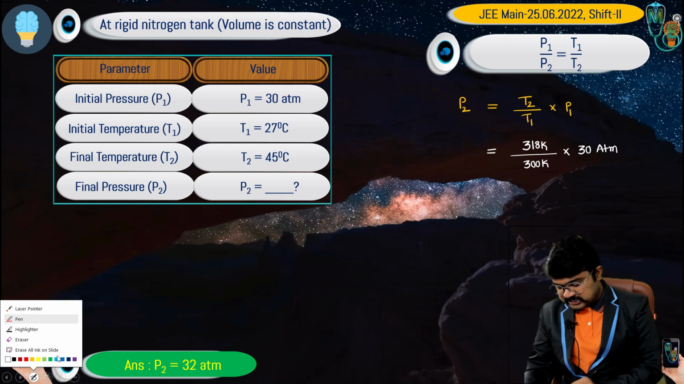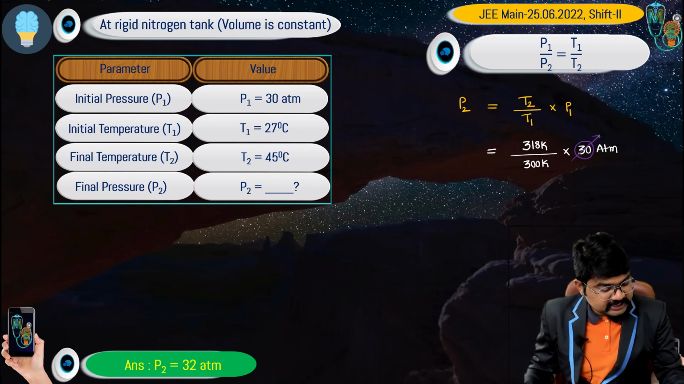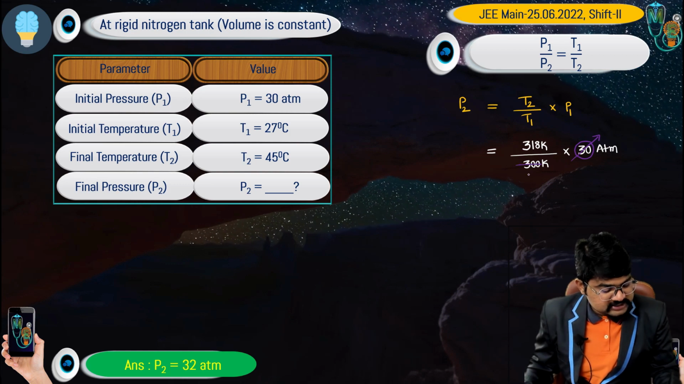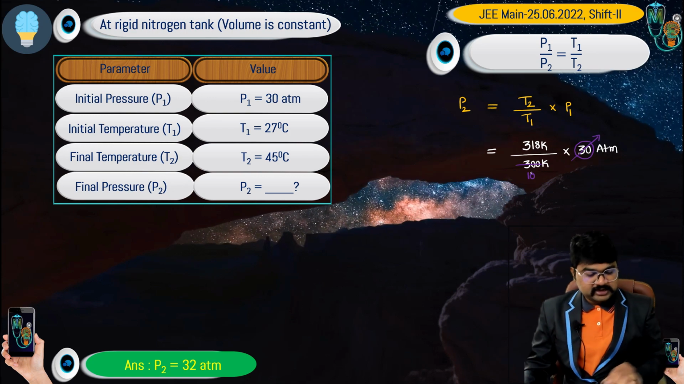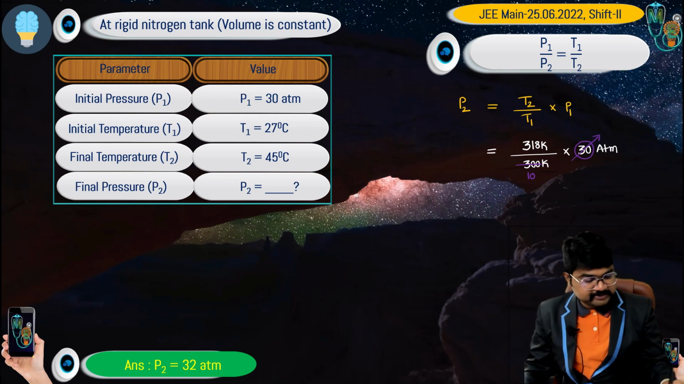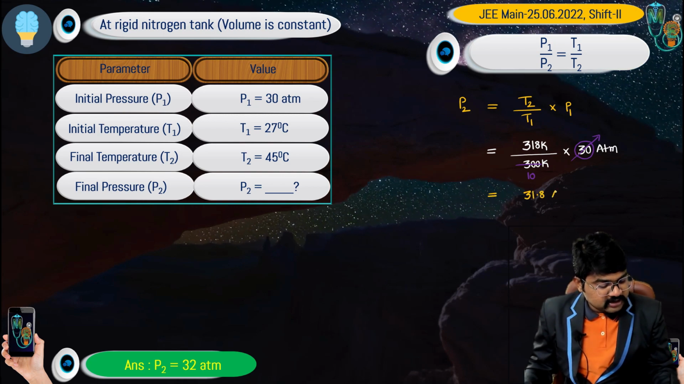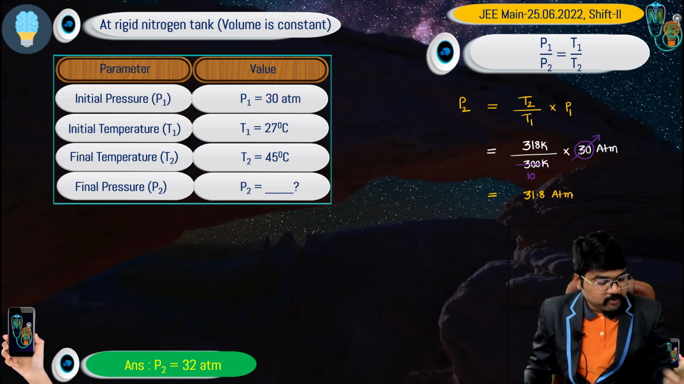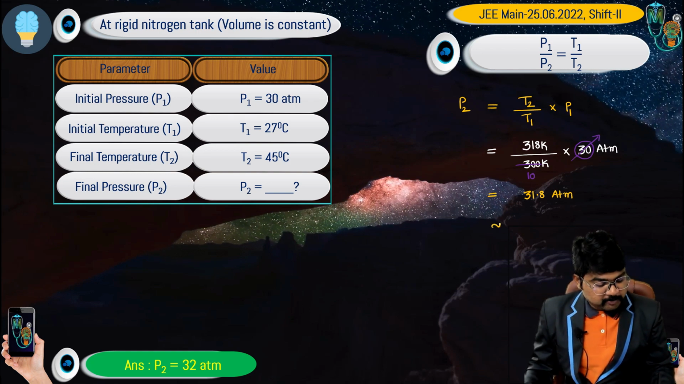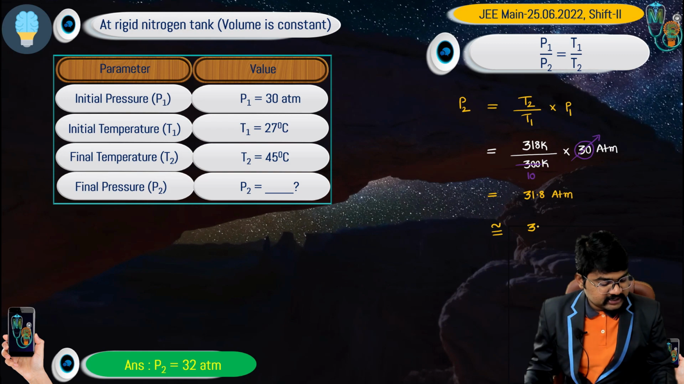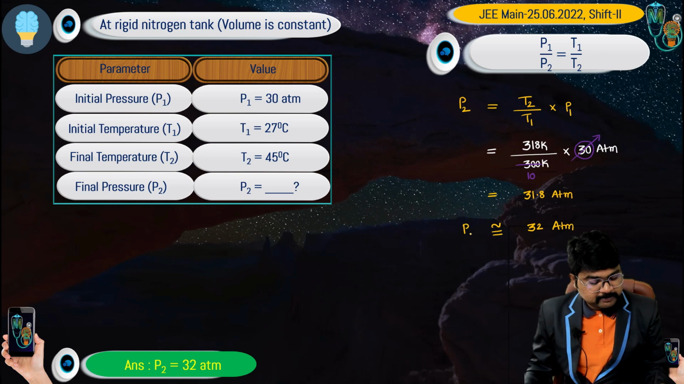So once you cancel it, what are we getting? Here, this is 30, and this would become 10. Understood now? Then what is the pressure finally? 31.8 atmosphere. So it is approximately equal to 32 atmosphere. Okay? So this is the pressure P2.